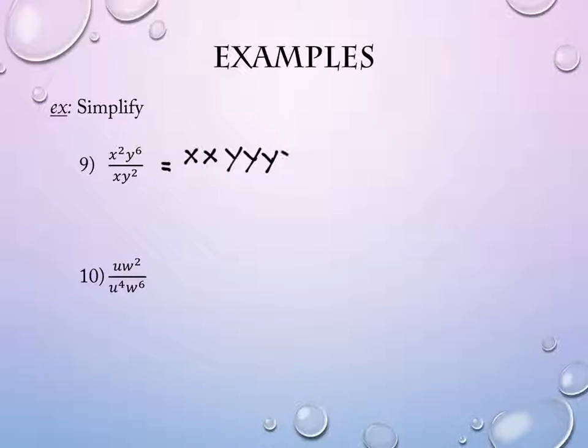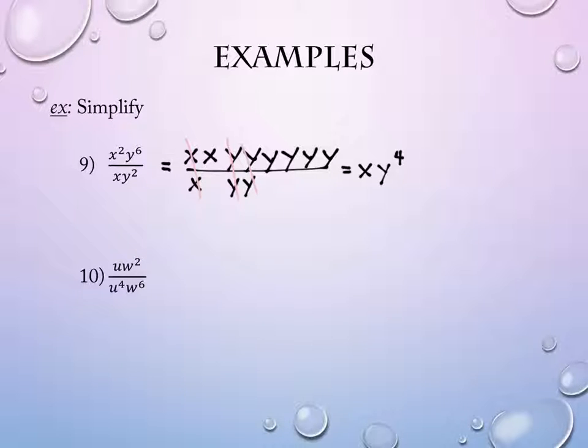I have 2 x's and I have 6 y's on top, right? And on bottom I have 1 x and I have 2 y's. And then I could do it almost like what Macy did in that last one, where she was just reducing the pieces they had in common, like this, right? One more. Which leaves me with an x on top and how many y's? 4, right? And that's totally fine. There's nothing wrong with doing it that way. You can totally do that.